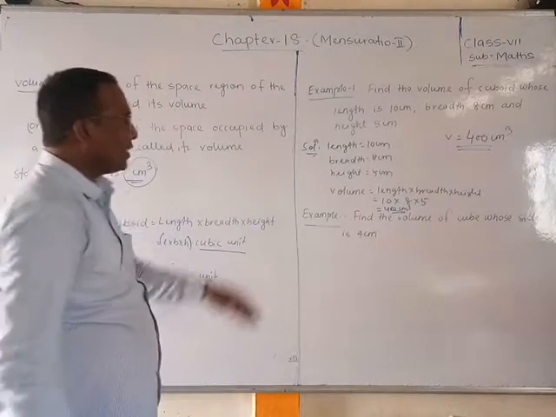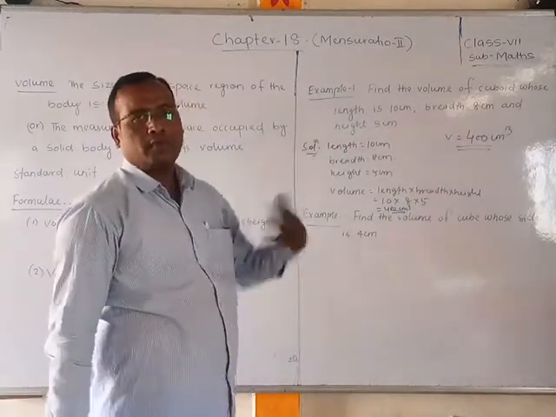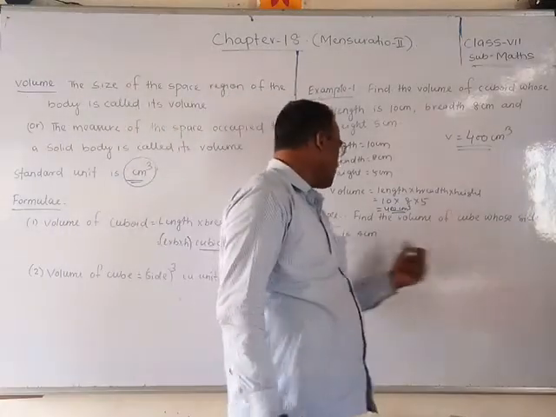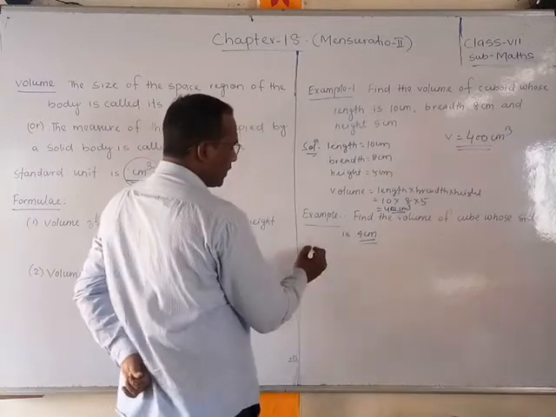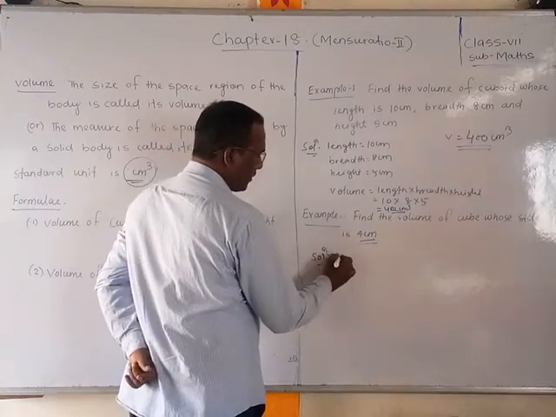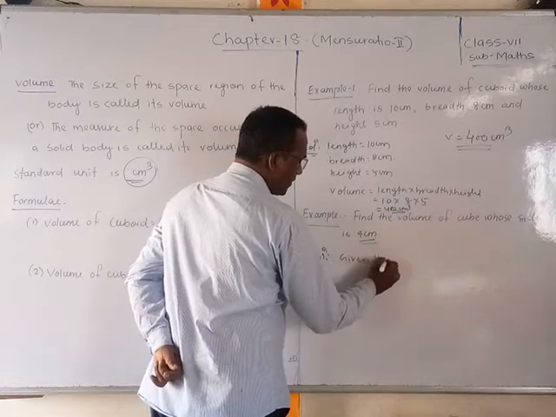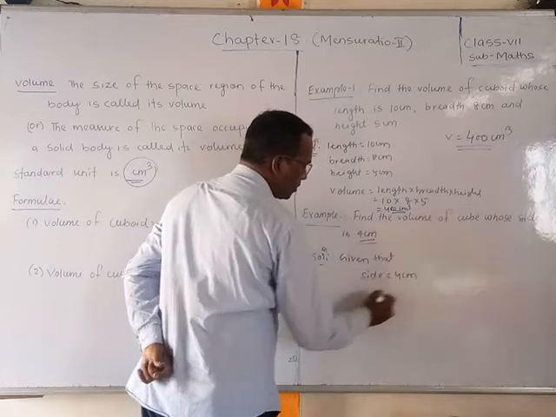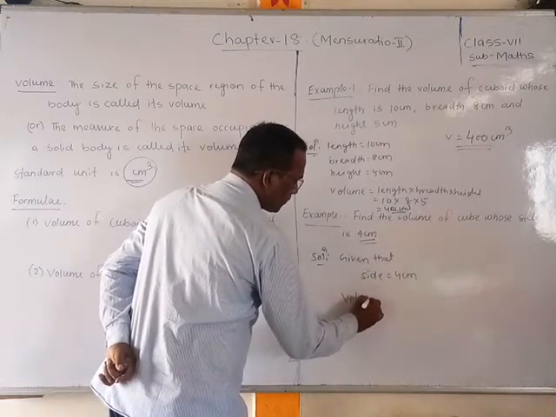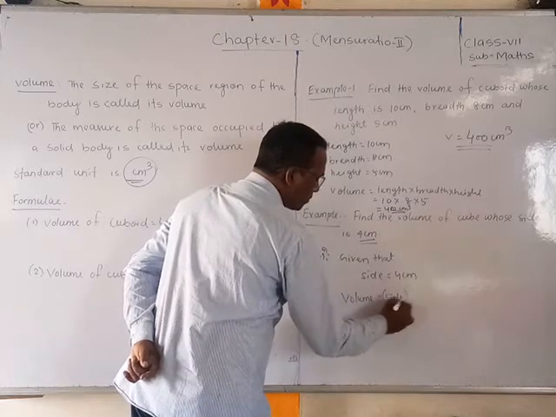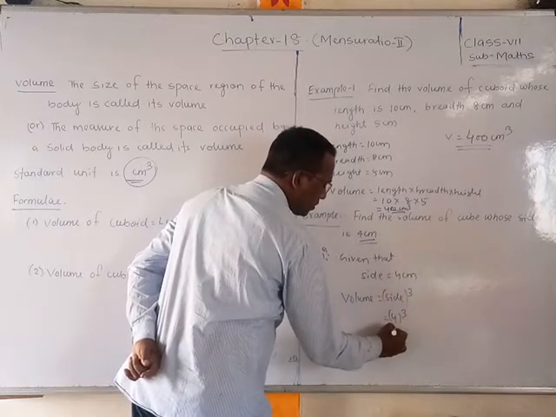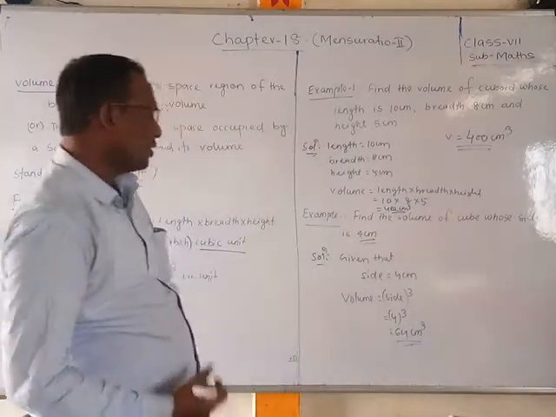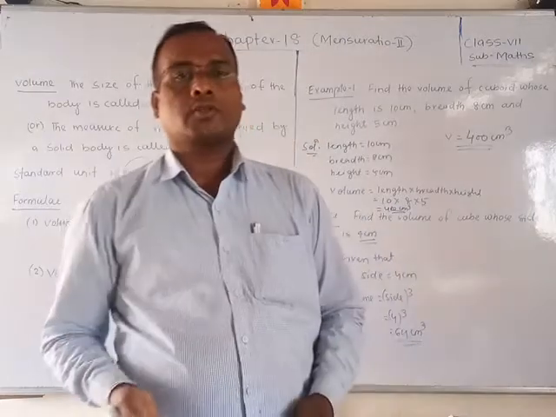So whenever we multiply length into breadth into height, we get the volume of the cuboid. Similarly, students, how to find the volume of the cube whose side is equal to 4 cm. We can write the solution. Given that the side of the cube is 4 cm. We know, friends, that volume is equal to side whole cube. So it is 4 whole cube, which is equal to 64 cm cube. So this is how to find the volume of the cube and the volume of the cuboid.